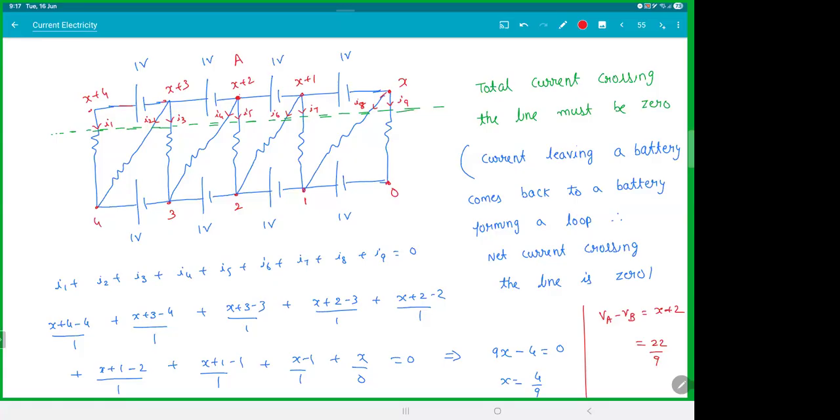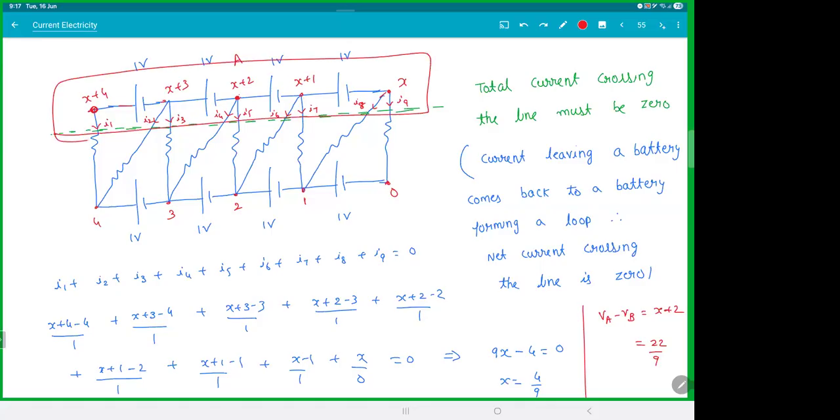Chalo, let me tell you this another way. If you just take this node, the current coming here and the current going out here will cancel. So when you add all the nodes, actually you'll get the same thing. But did you get this idea here? If I just remove this part of the circuit, all the currents coming out of the battery must go back to the battery. So that means the net current crossing the green line must be 0. That is the whole essence.